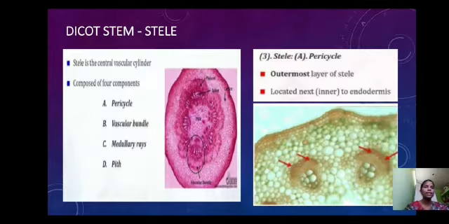The next one is the vascular region, the innermost region of both monocot and dicot. In dicot, the innermost region, that is below the endodermis, has many layers. All these layers combined are called the stele. This stele consists of pericycle, vascular bundles, medullary rays and pith. Now we shall learn one by one. The pericycle is the outermost layer of the stele and it is present immediately below the endodermis.